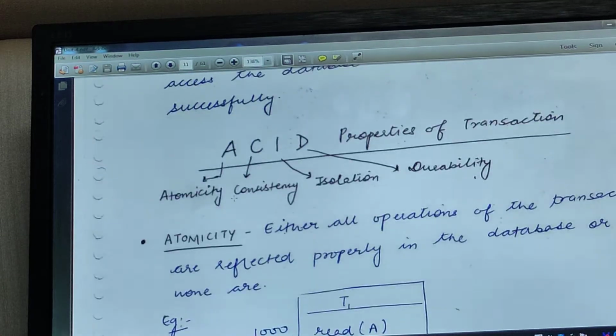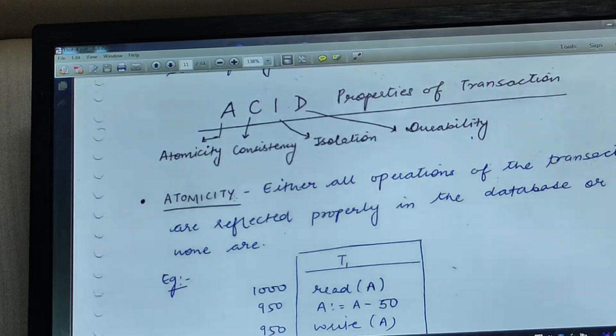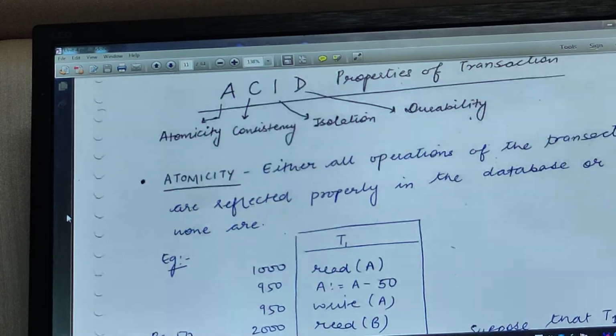So these are the ACID properties of a transaction. A stands for atomicity, C for consistency, I for isolation, D for durability. These are the mandatory properties. If the transaction does not follow even one of the properties, then it is not a valid transaction. So let's start with the definitions of A, C, I, D.